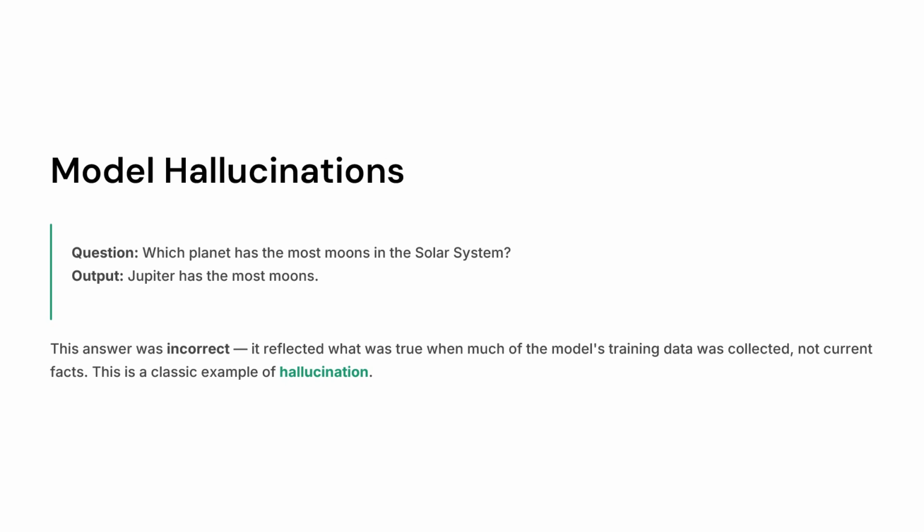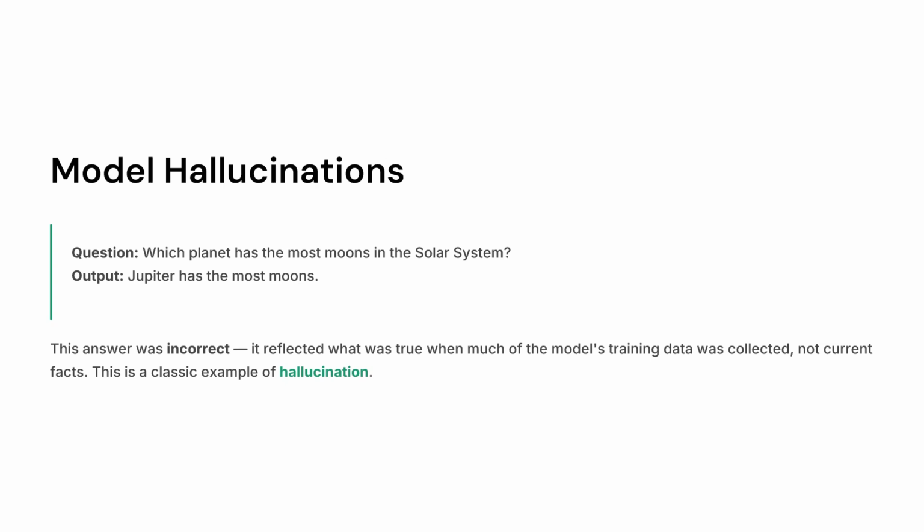As we can see in this example, when asked which planet has the most moons, the model answers Jupiter. While this was true when most of the training data was collected, it is no longer the correct answer today. This phenomenon is known as hallucination, where the model generates information that sounds correct but is factually incorrect.